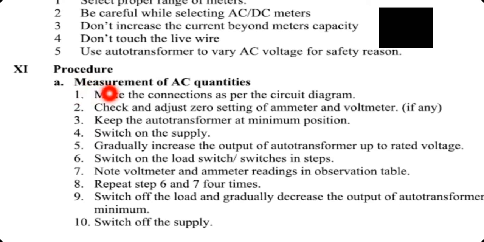Procedure: measurement of AC quantities. Make the connections as per the circuit diagram. Check and adjust zero setting of ammeter and voltmeter if any. Keep the auto transformer at minimum position. Switch on the supply. Gradually increase the output of auto transformer up to rated voltage. Switch on the load switch in steps. Note voltmeter and ammeter readings in the observation table.